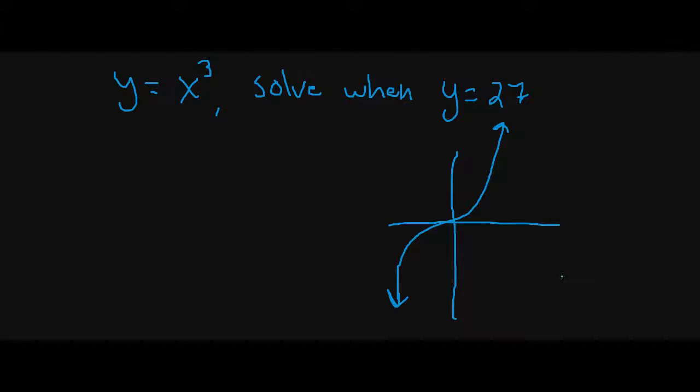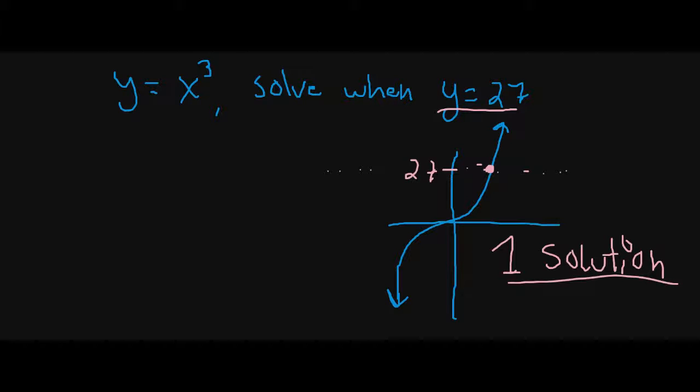We're good to go. All right, I'm asking you to solve when y equals 27. Well, if you look over here, let's just say that this is 27 right here, right? So if I draw a line, it only touches my function once. So I should only get one solution, because it only touches my function once.